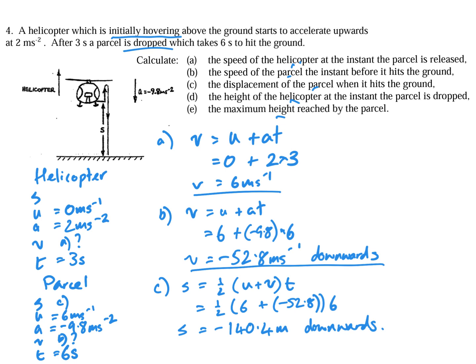So for part D, height of the helicopter, well actually that's quite straightforward. If the parcel fell 140.4 meters, then the helicopter must have been 140.4 meters high.